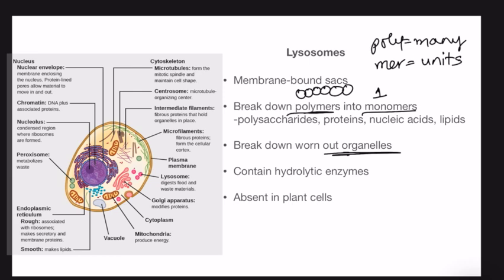They also break down organelles that are worn out, that are non functioning, that the cell no longer needs. The lysosome will fuse with that organelle and digest it. How does it do that? It has hydrolytic enzymes that are very acidic, and so those will digest those worn out organelles. Another difference between peroxisomes and lysosomes is that lysosomes are not found in plant cells, they're only found in animal cells.